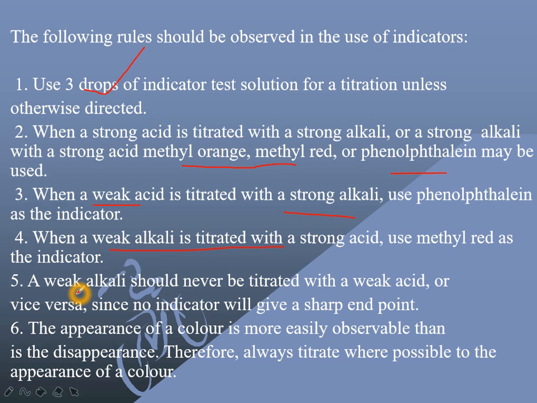If we are titrating a weak alkali with a weak acid, this titration is very rare because no indicator is available to give a sharp endpoint. The last precaution is that the appearance of a color is more easily observable than its disappearance. So we have to choose an indicator that will give an appearance of a color at the end of the titration.